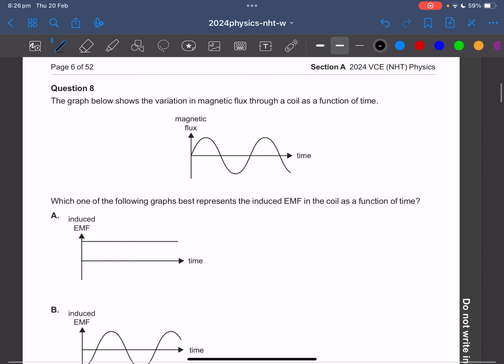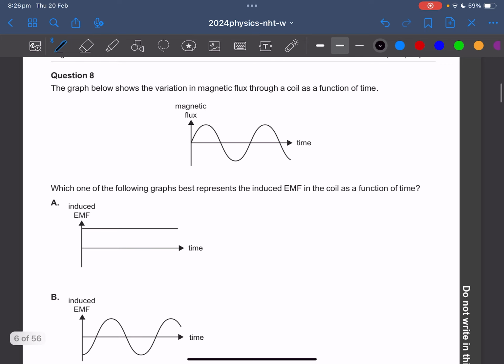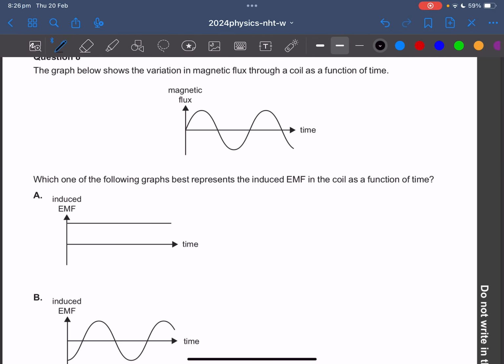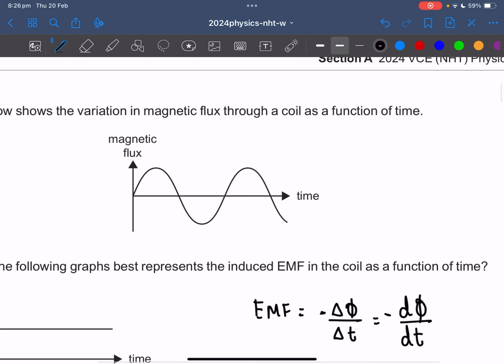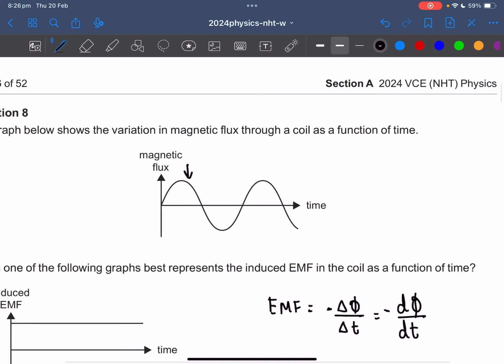Question number 8. The graph below shows the variation in magnetic flux through a coil as a function of time. Which one of the following best represents the induced EMF in the coil as a function of time? Okay. So we know that EMF equals the negative of change in flux over change in time, or you can just say negative dΦ/dt. Okay, same thing. So just by using some mathematical knowledge, we can identify, hopefully, that this is a sine graph. This looks like a sine graph at the very least, okay?